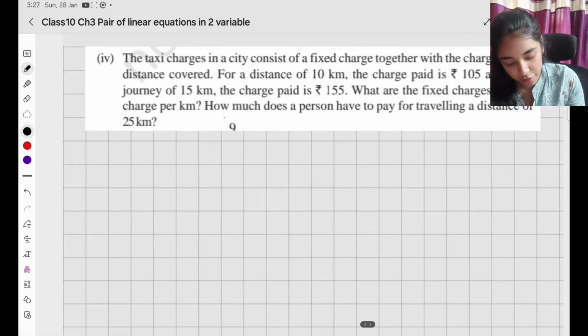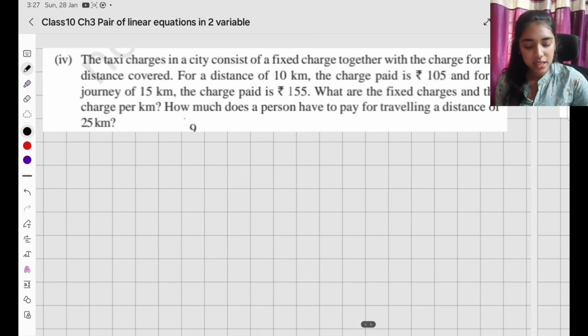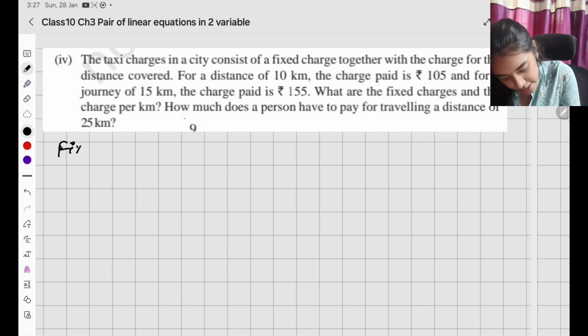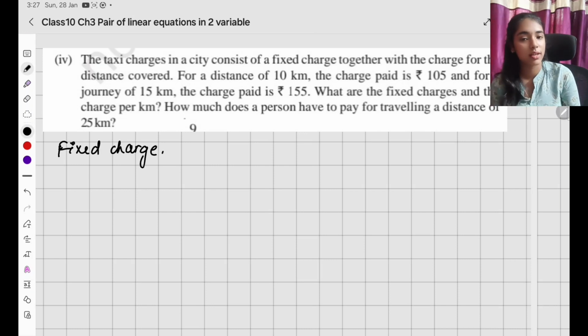Now, subsection 4. The taxi fare in a city consists of a fixed charge together with the charge for the distance covered. Now there are two. What is one? Fixed charge. What does fixed charge mean? Suppose we get into an auto. So we travel 5 kilometers. For 5 kilometers, 1 kilometer equals 10 rupees, so there is an amount. So this is going to be the travel charge. It is the charge for distance covered.